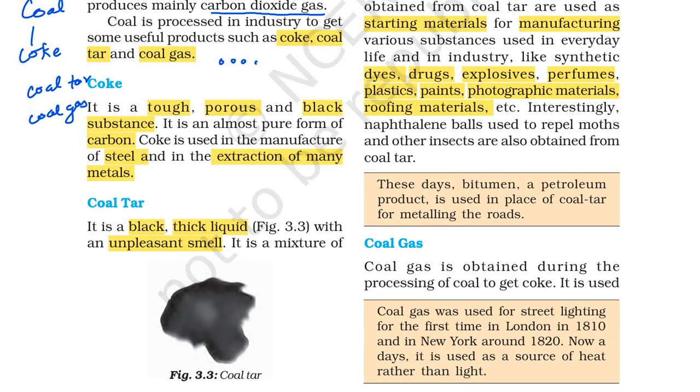Now we know that naphthalene balls are there. What is their use? Basically to repel moths. We put them in our clothes. Sometimes moths and insects spoil the clothes. So if we put naphthalene balls in them, the moths won't get used to it.